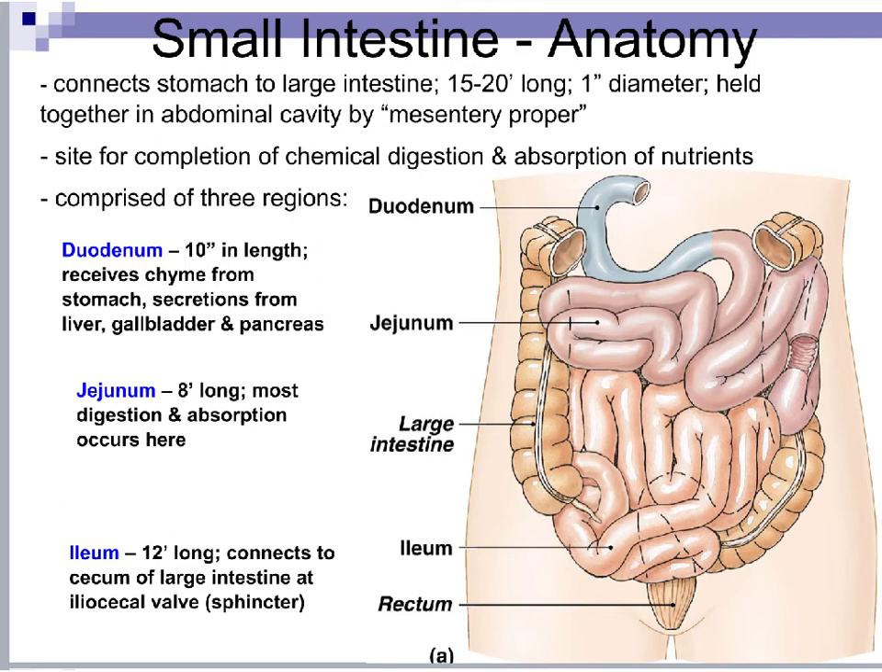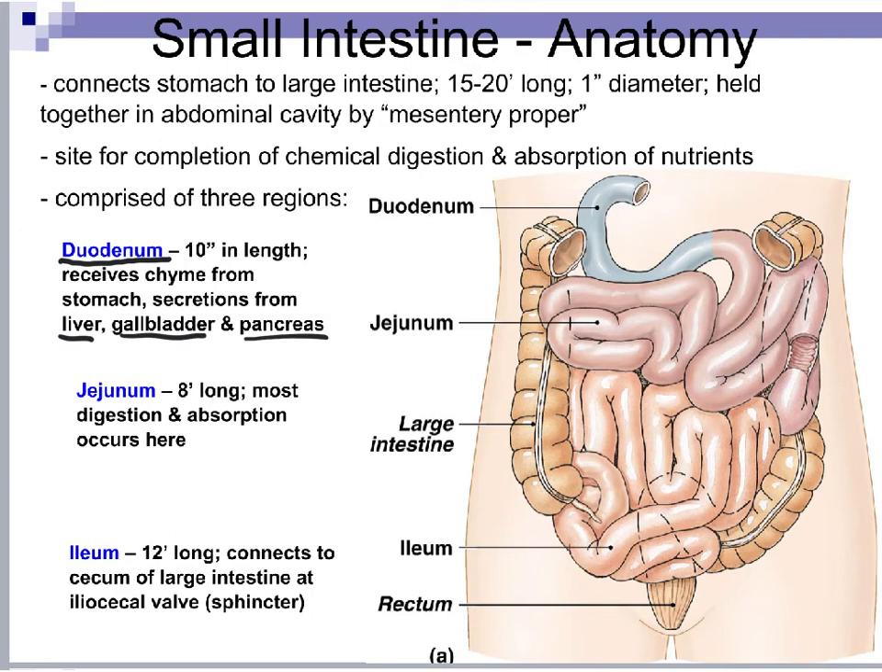This is how your book shows it to you. So this is the exact same graphic from your book. The first section of the small intestine that you see in blue, like I mentioned, is called the duodenum. It's pretty short compared to the other sections. It's only about 10 inches in length. And its function is to receive chyme from the stomach, but also it's going to receive secretions from the liver, the gallbladder, and the pancreas.